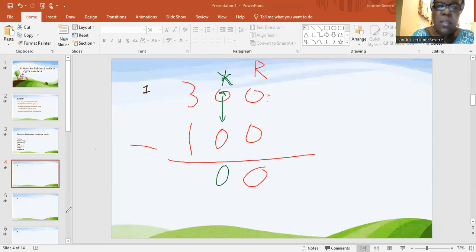Then we go to the next one, which is all the way to the left. We say 3, take away 1. 3, take away 1 is 2. So that was pretty easy. Very good. So you got this.